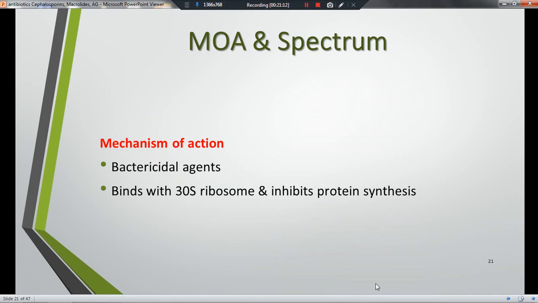Now, what is the mechanism of action of these agents? They are protein synthesis inhibitors. They bind with 30S and they inhibit the protein synthesis. Usually those drugs that inhibit the protein synthesis are bacteriostatic. That means they do not kill the bacteria, they arrest the growth of the bacteria because they inhibit the protein synthesis. One exception for this is aminoglycosides. Even though they inhibit protein synthesis, they are bactericidal agents.